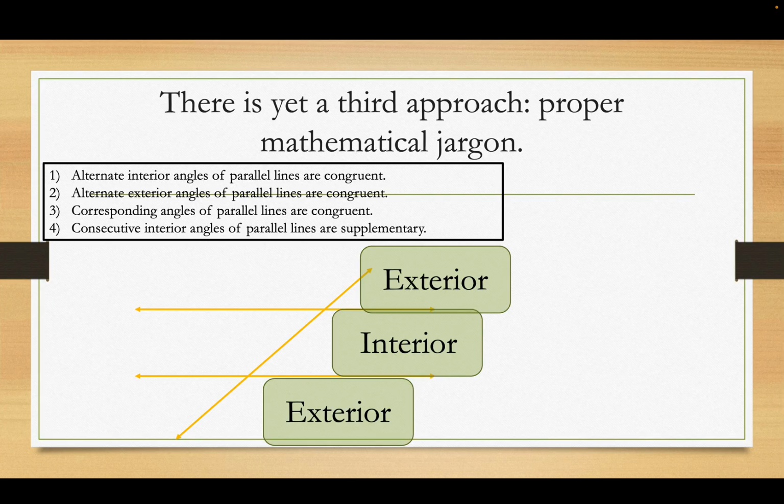Okay. The third approach is proper mathematical jargon. Alternate interior angles of parallel lines are congruent. We spoke about that. That's angles like here and here. They are alternating which side of the transversal, and they're interior or in between those two parallel lines. Exterior angles are outside the parallel lines. Alternate exterior angles, likewise, are also congruent. Corresponding angles, that's when you do drag and drop, they land on top. Those are congruent. And consecutive interiors are supplementary. So you could also memorize the proper math jargon for that.